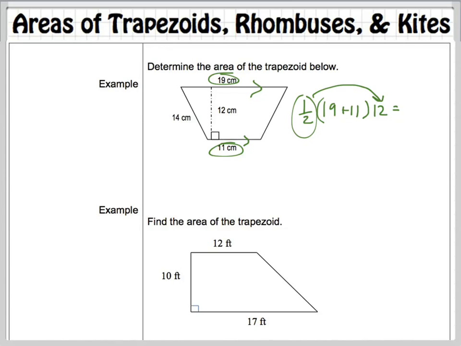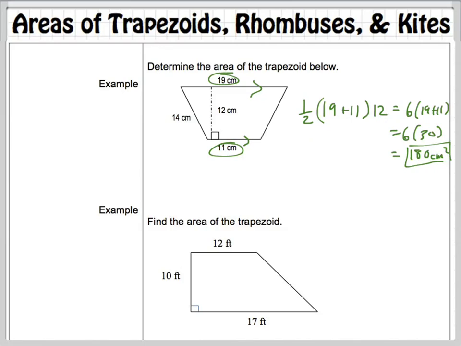What's 1/2 of 12? 6. So I have 6 times 19 plus 11. And 19 plus 11 is? See, that's 20, 30, right? Right? And what's 6 times 3? 18. And throw your 0 onto it, and that's our area. Oops, it's meters. Or centimeters? Centimeters. Centimeters squared.